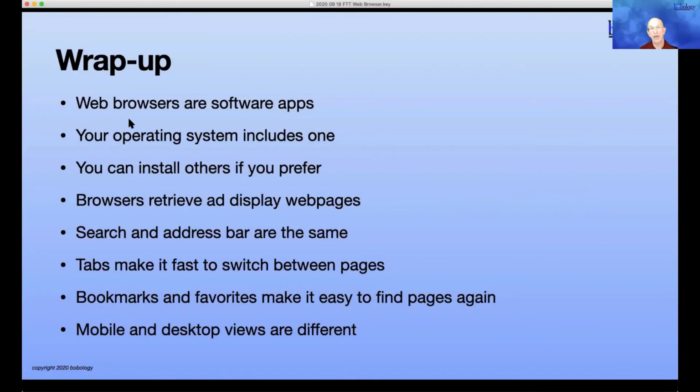Recognizing, first of all, web browsers are software apps. Your operating system includes one. You can install others. All they do is retrieve and display web pages. The search and address bar are going to be the same. Tabs make it fast to switch between pages, so that it's faster to do that. If you have tabs, you can have more than one tab open. You can use bookmarks and favorites to find pages again, or your history. And keep in mind that your mobile and desktop views are going to be different.